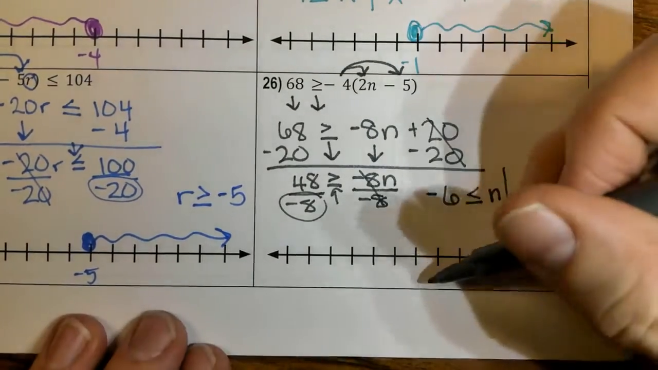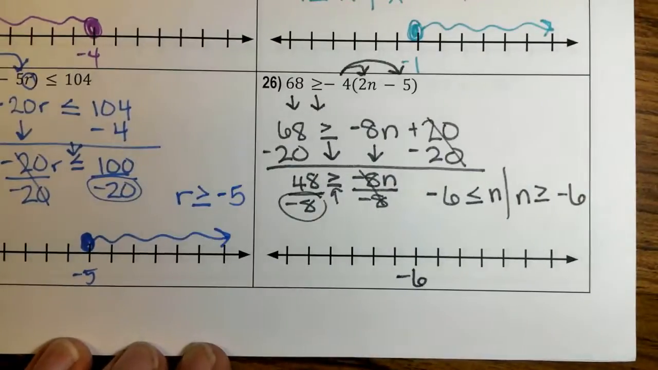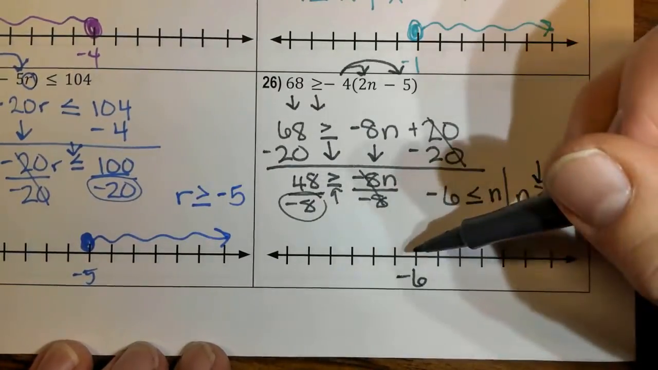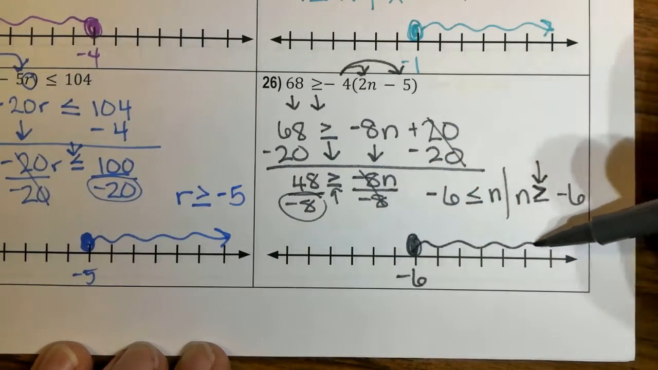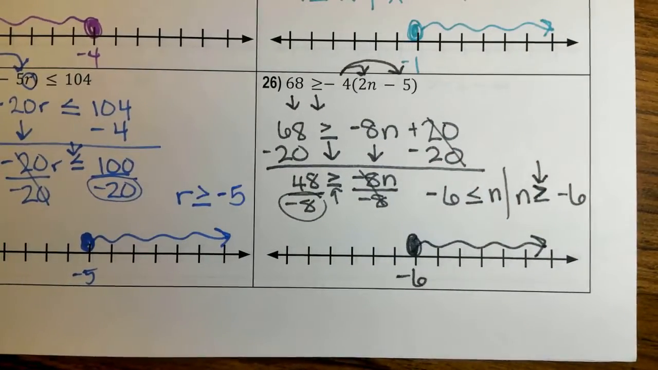Okay. So I have negative 6 down here. My symbol is underlined, so there's a closed circle, and greater than goes to the right. Awesome. So hopefully you're getting faster at these. And then if you need the last page, go get the other video. Okay?